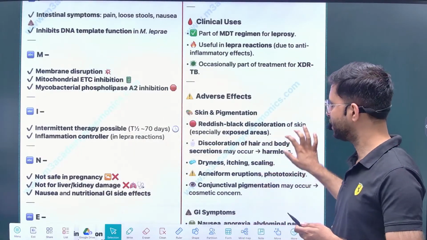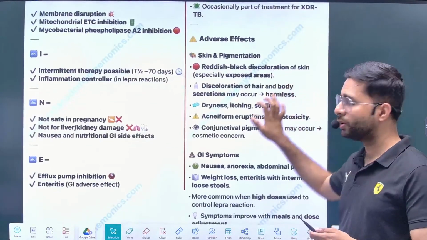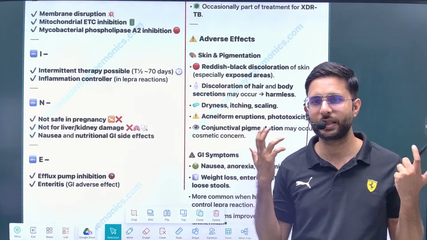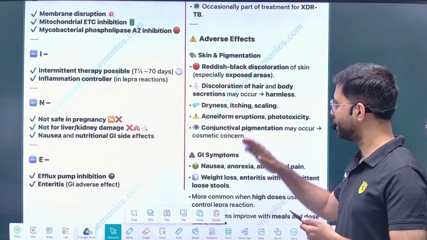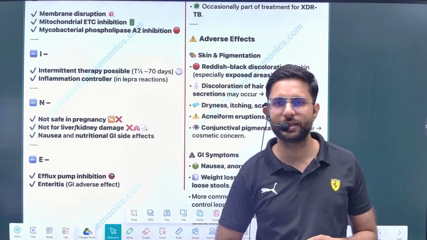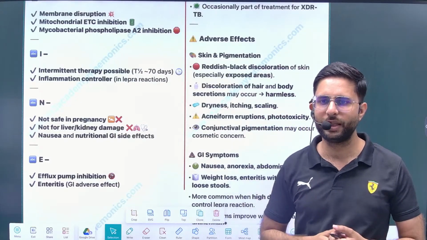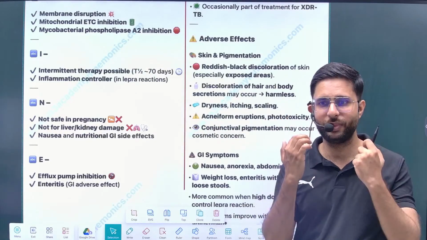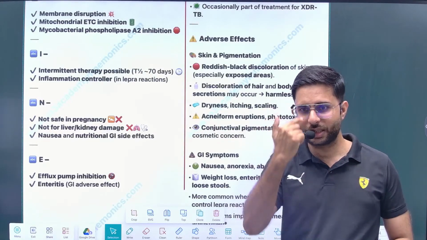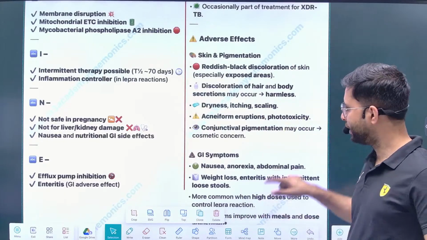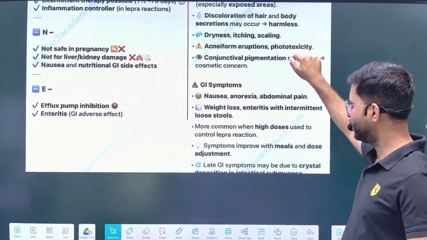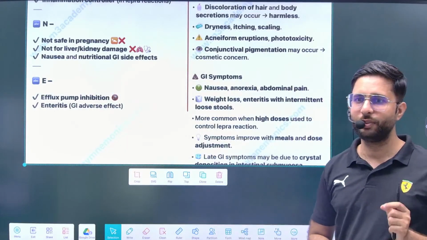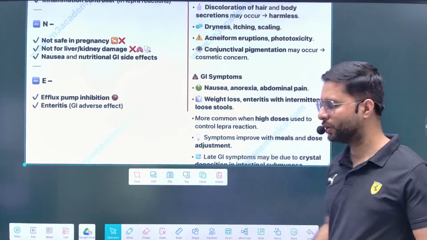What are the adverse effects? We already discussed. It causes a reddish black pigmentation of the skin, especially on the exposed areas. Discoloration of the hair and body secretions is also present, but this is harmless. It causes dryness, itching, and scarring of the skin, acneiform eruption, phototoxicity, conjunctival pigmentation. In the GI tract, it causes nausea, anorexia, abdominal pain, weight loss, enteritis, and loose stool. Symptoms improve with meals and dose adjustment.